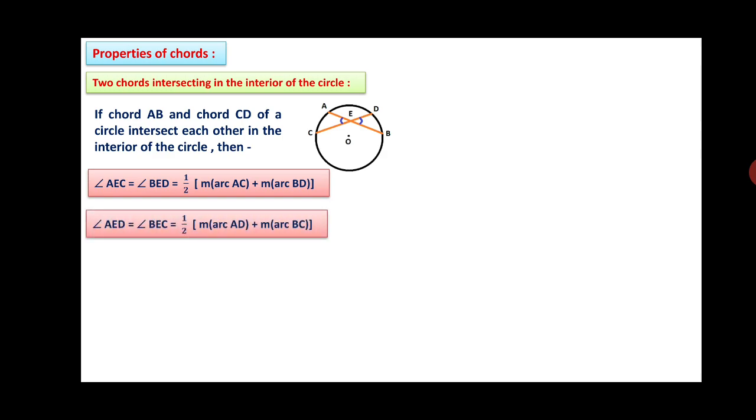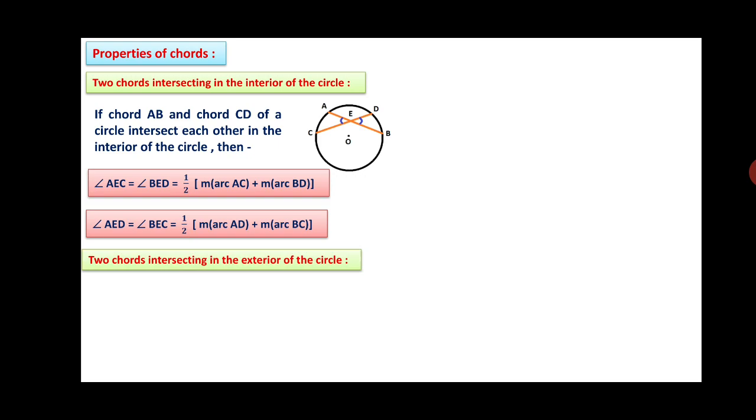Next, you can write angle AED is equal to angle BEC is equal to half of the measurement of arc AD plus measurement of arc BC. Rather than AEC, you can write AED, and BEC also can be considered. At that time the corresponding arcs will change, AD and BC will exist.